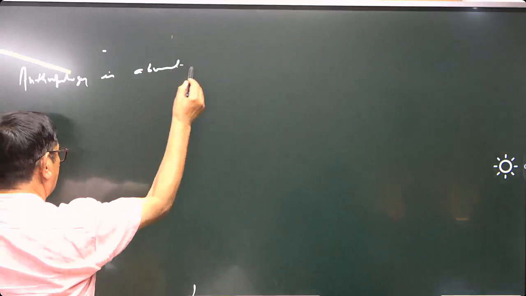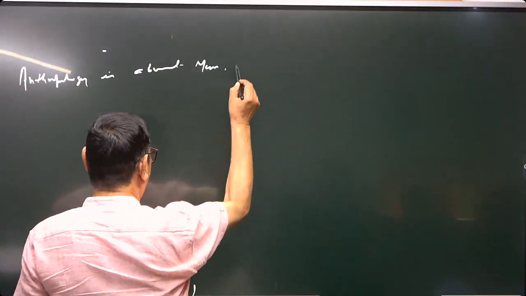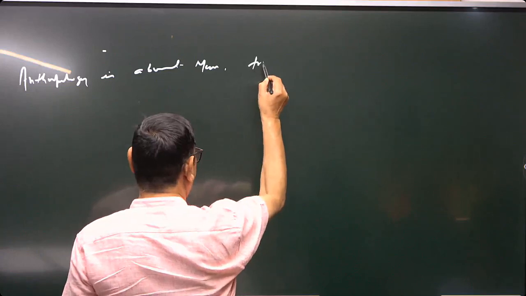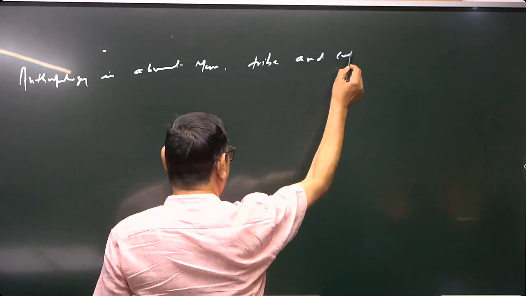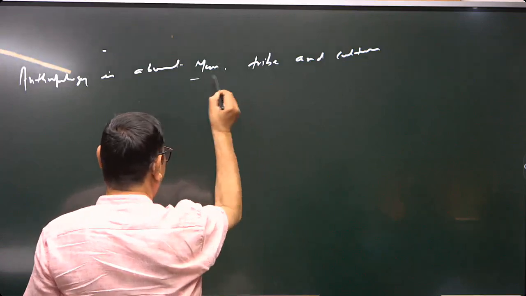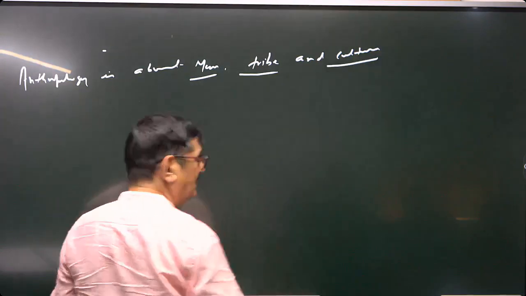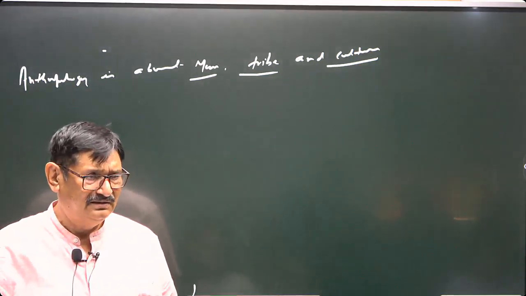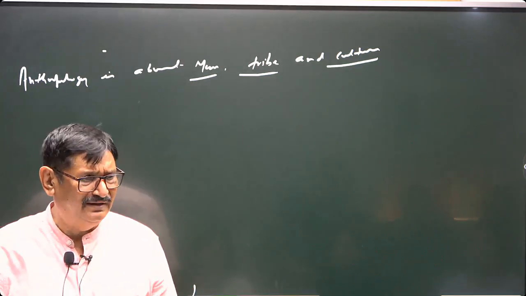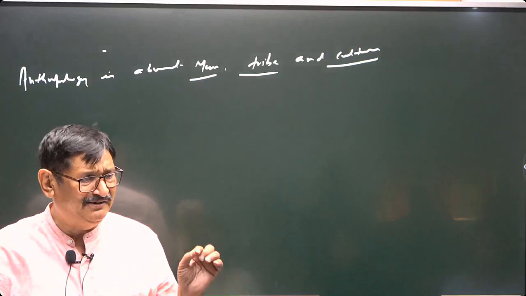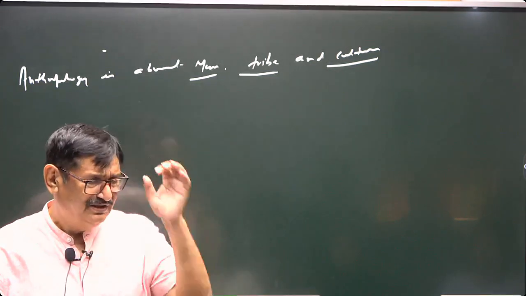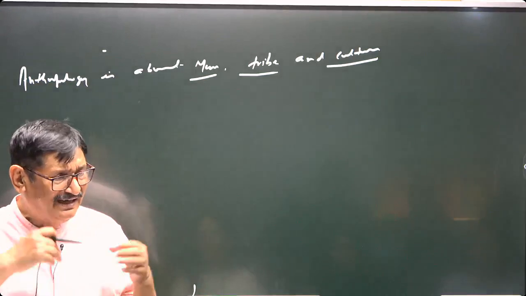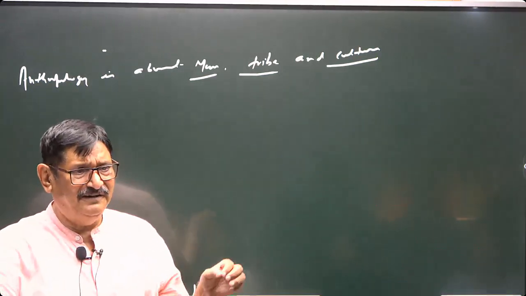Anthropology is about, write down everything, man, tribe, and culture. These are the three watchwords. Anthropology is about man, tribe, and culture. Just like the hallmark of a married woman: a married Hindu woman is identified by three features: sindoor, bangle, and mangalsutra. Likewise, that is the hallmark of anthropology.